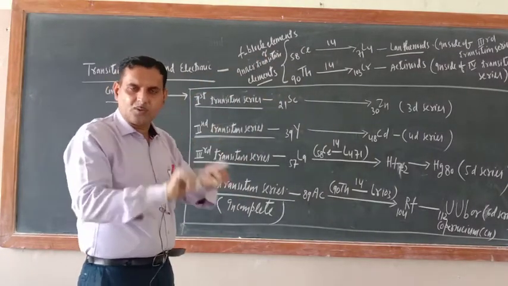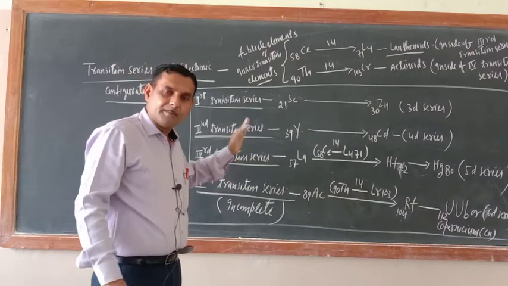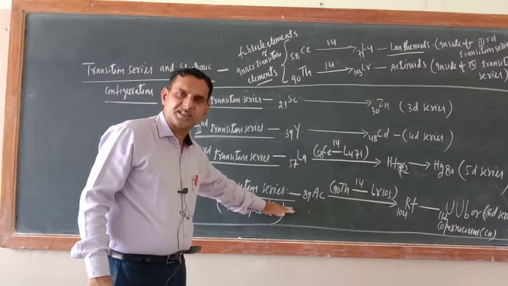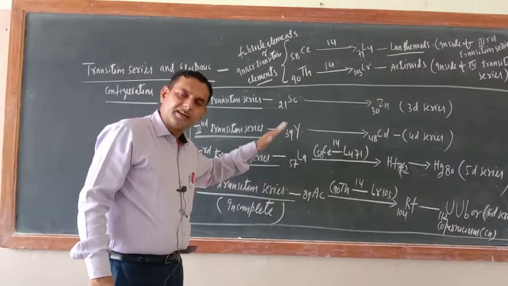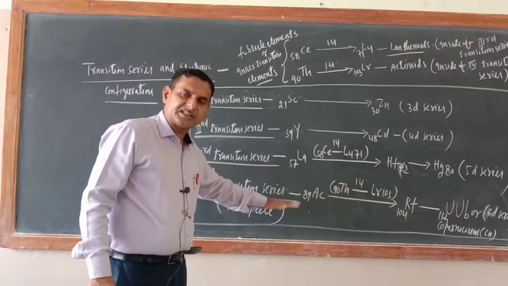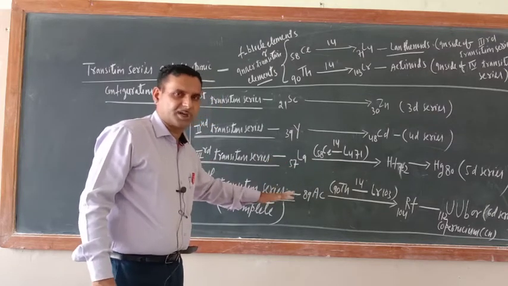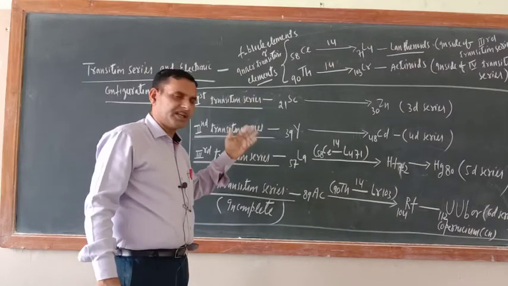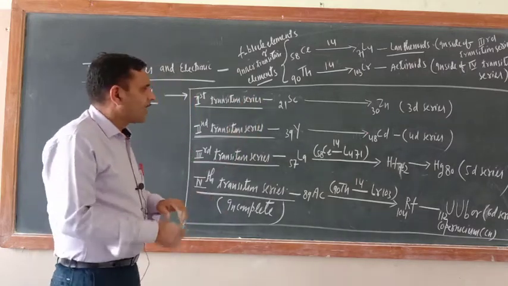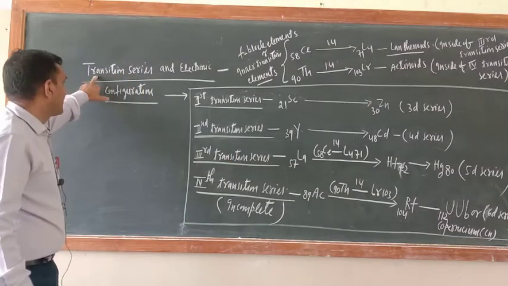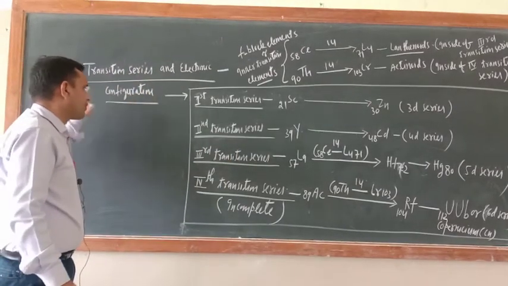So why are they known as inner transition elements? Because they are found inside of the third and fourth transition series. Lanthanides are found inside of the third transition series. Actinides are found inside of the fourth transition series. That is why they are known as inner transition elements. Okay, so I hope that you have got this one. But our heading here: transition series and electronic configuration.